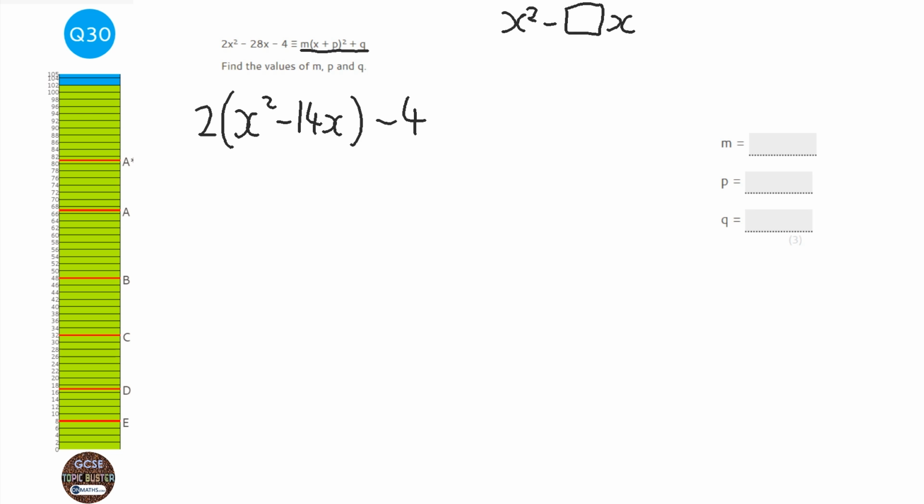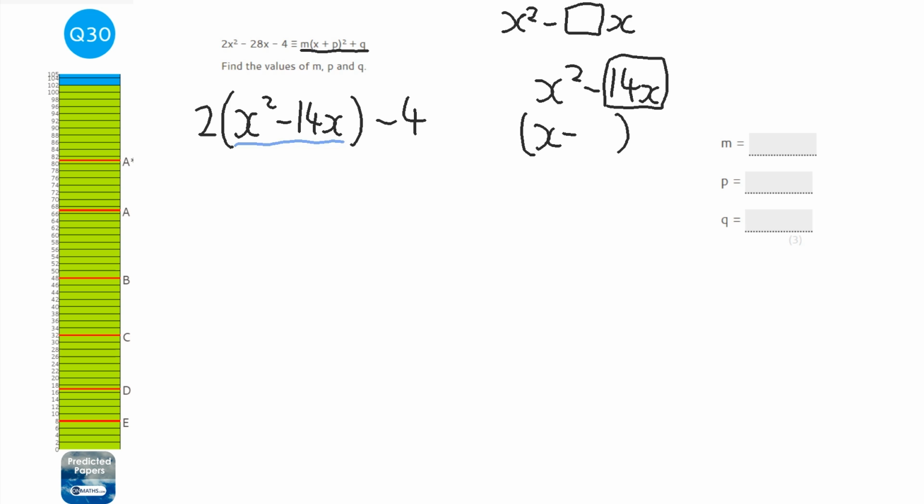You could also factorize out the 4 as well, but I'm just going to leave that alone because I'll deal with that later. Now that we've got what we need to be able to complete the square, which is the x squared minus something x, we are going to complete the square. Now to complete the square, and I'm going to do this over here to show you a little bit easier. What you need to do is you need to put the x minus half of the bit here, so it's going to be 7 squared.